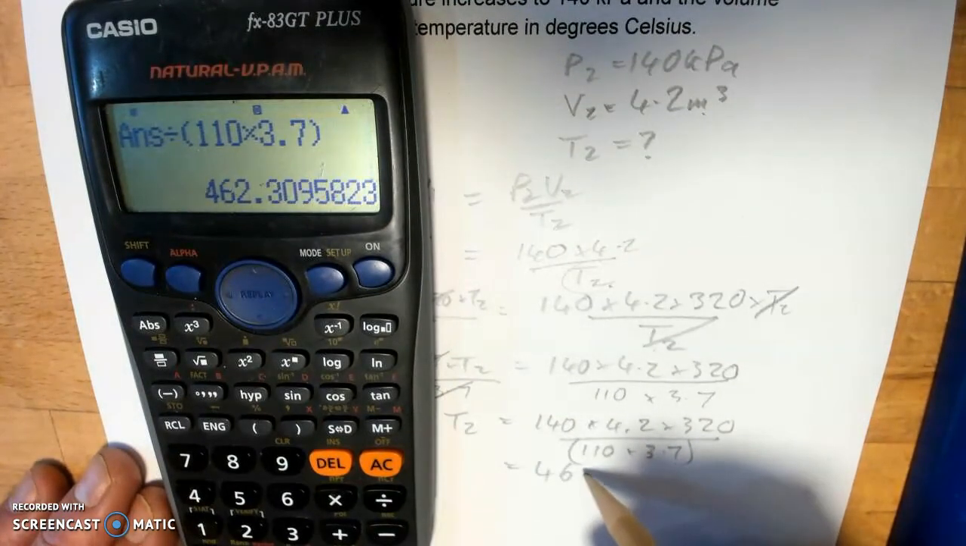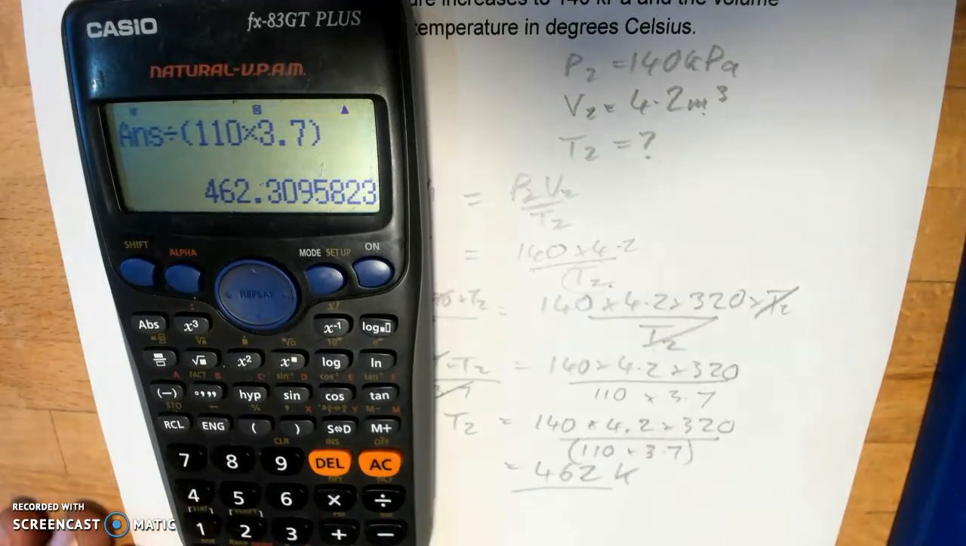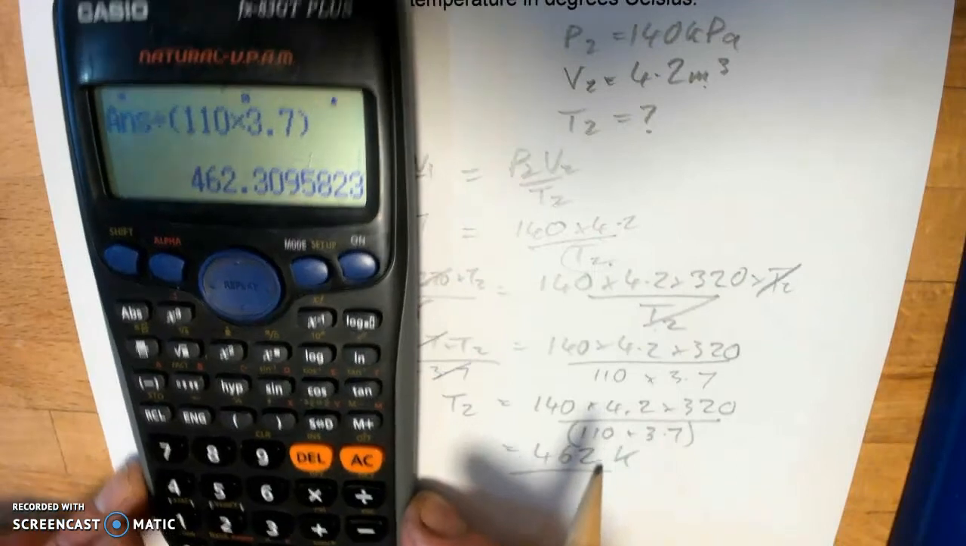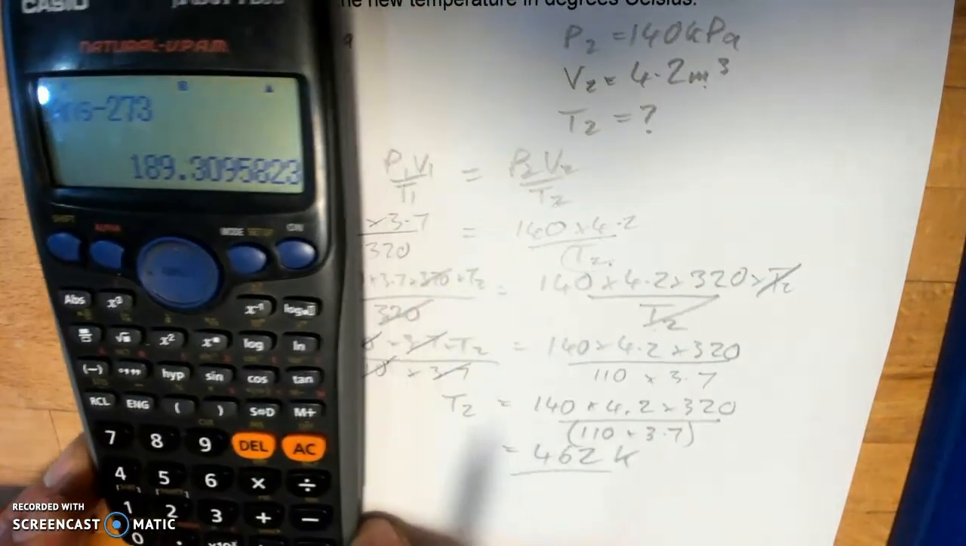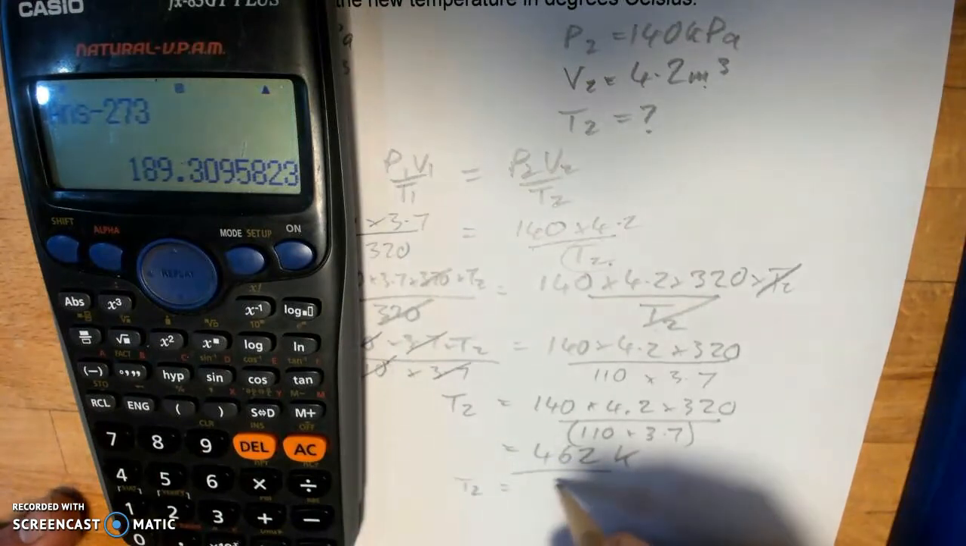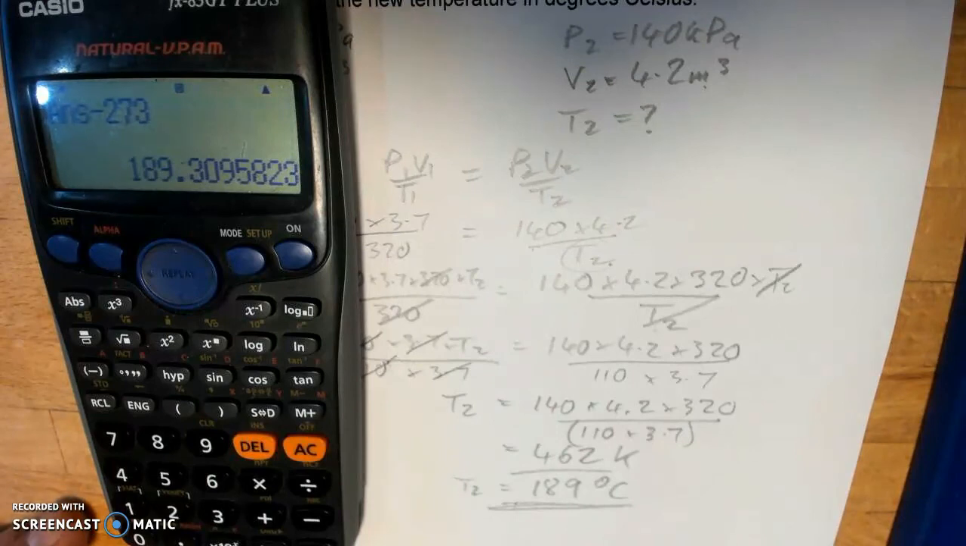You might think, great, that's our answer, but unfortunately remember that's Kelvin temperature. What you've now got to do is finish off the job and subtract 273 to give you degrees Celsius. So T2 is 189 degrees Celsius, and that would be your final answer.